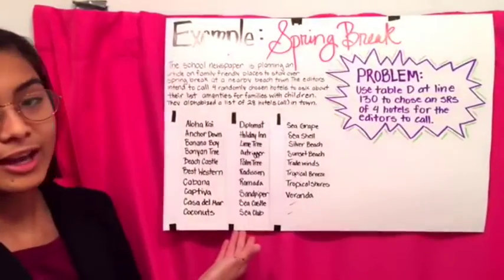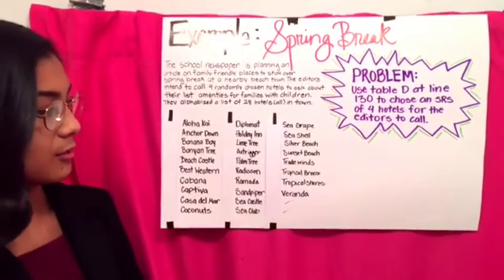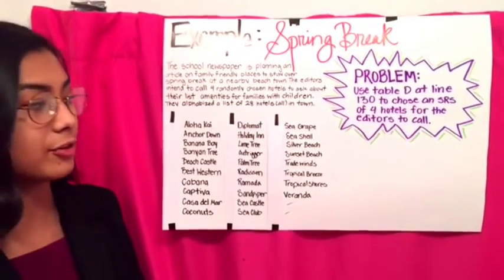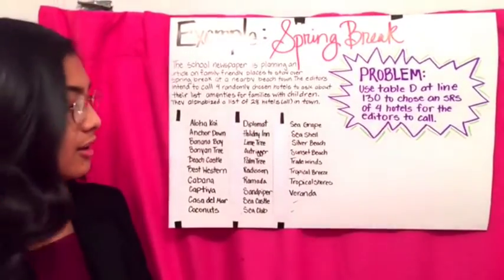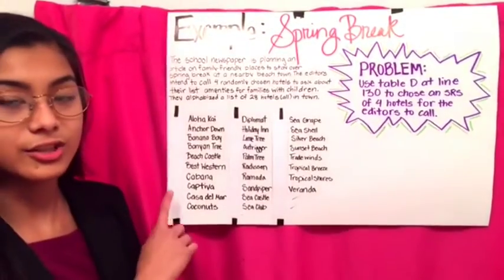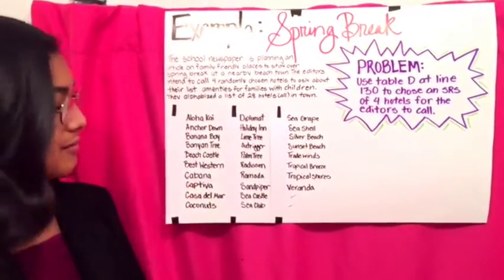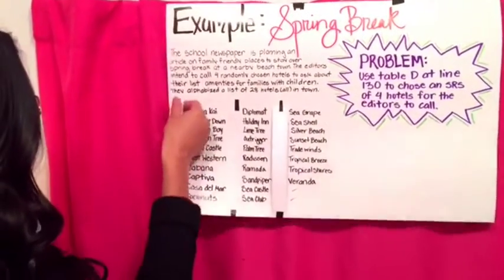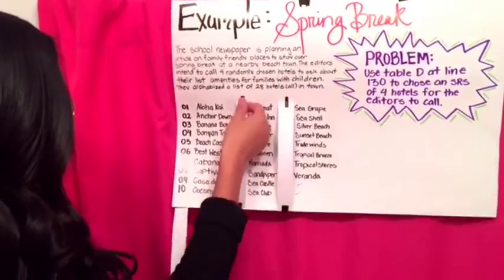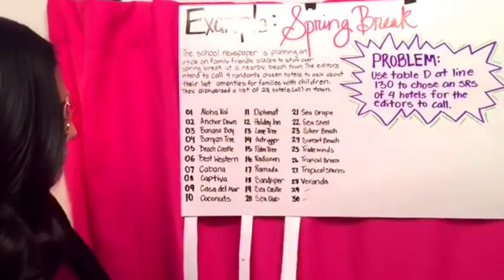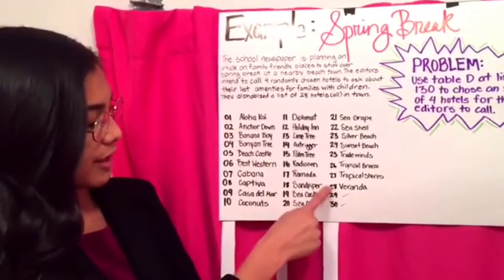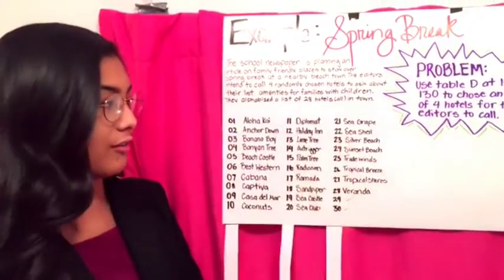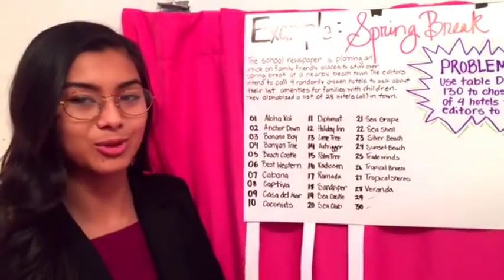Since we have 28 variables, we get into the double digits, which means we have to randomly assign them with the same amount of digits from beginning to end. We're going to start at 01 and end at 28. So starting at 01, going to 28, we have all of the hotels labeled.